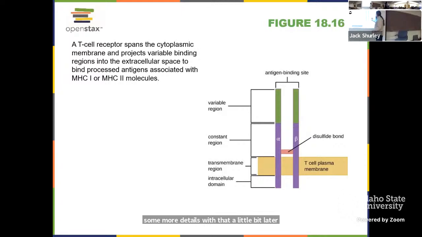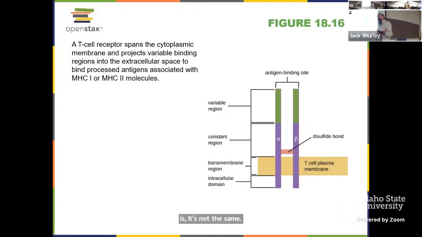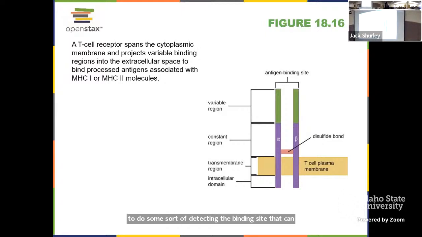So here is the membrane, plasma membrane, and then protruding to the extracellular area and cytoplasm if we're looking down below. This bit of protein, as we are looking at it, it's not the same, but it is a similar idea to the antibodies that we described before, where you've got a region that's able to do some sort of detecting, the binding site that can recognize specific stuff when stimulated, all right? This is a similar, not the same, but similar idea.